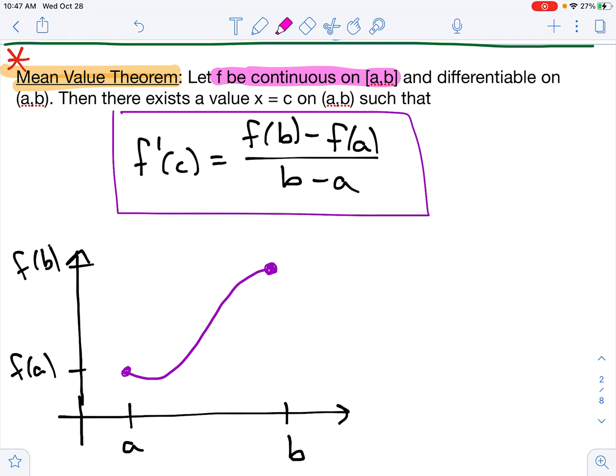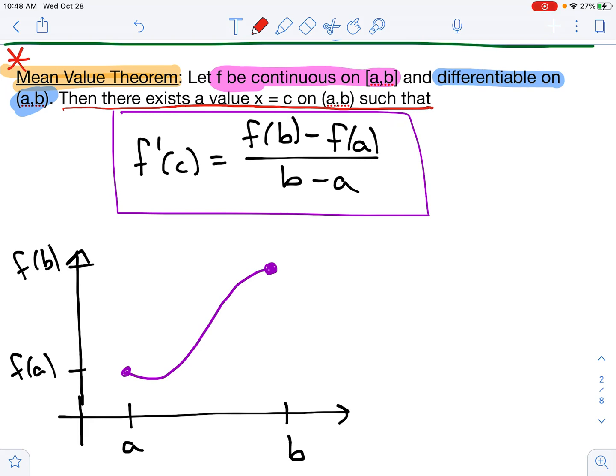That was the same first condition of Rolle's theorem. Let it be differentiable on the open interval. That was the second condition of Rolle's theorem, but that's it. Here we're not interested in the y values necessarily being equal to one another. As long as we have a continuous and differentiable function, there's again going to exist some x value we're going to call c somewhere on our original open interval, somewhere between a and b, such that f prime of c equals f of b minus f of a over b minus a.